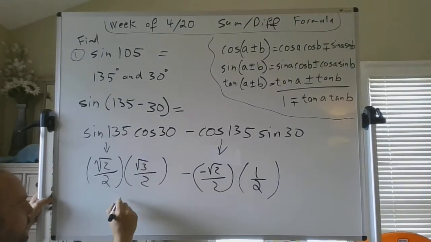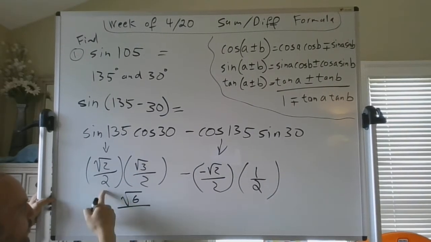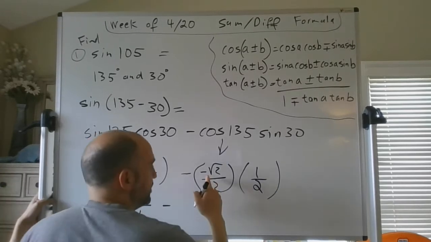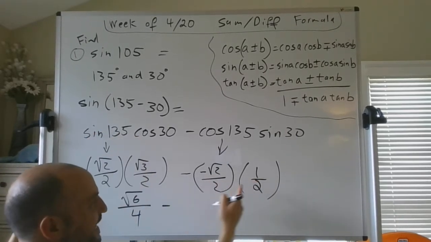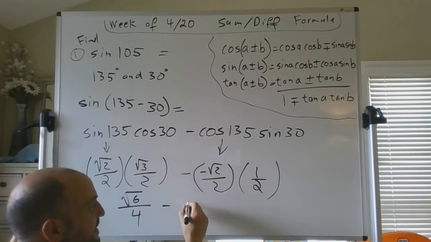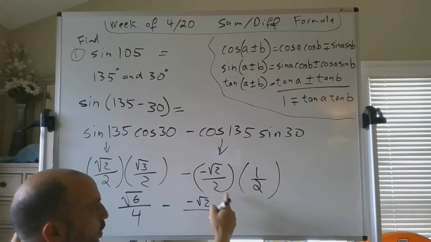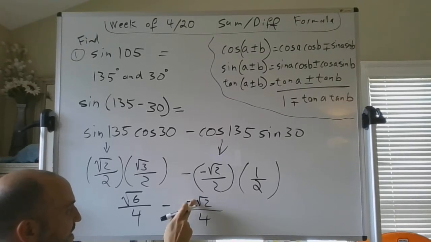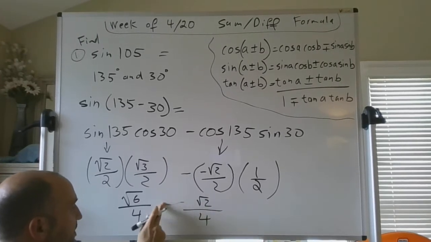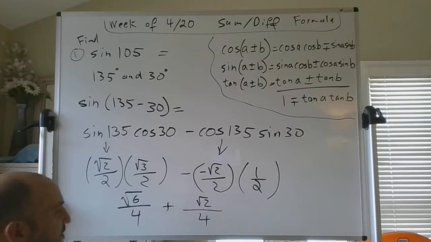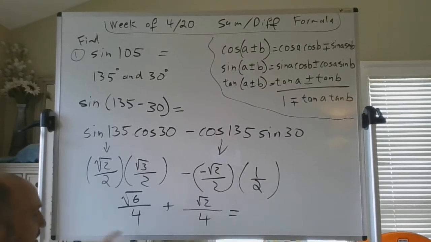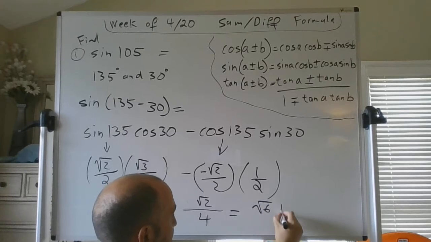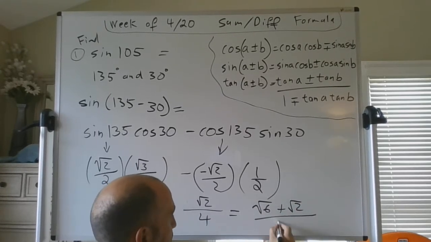2 times root 3, that is root 6 over 4, minus negative root 2 times 1 is going to be negative root 2 all over 4. The negative multiplied with that is going to give us, I'm going to erase that and make that a positive. And so now we can add them. They're actually a common denominator already. So that's going to be root 6 plus root 2 all over 4.